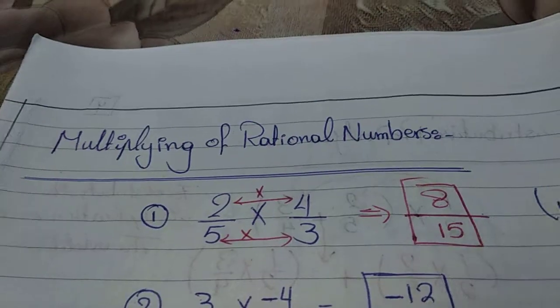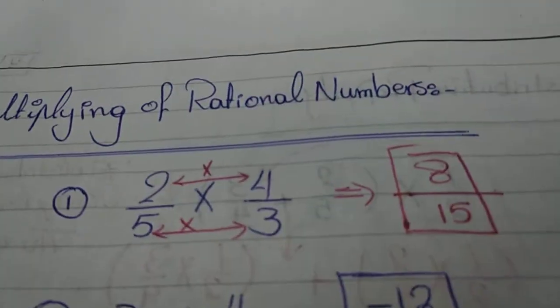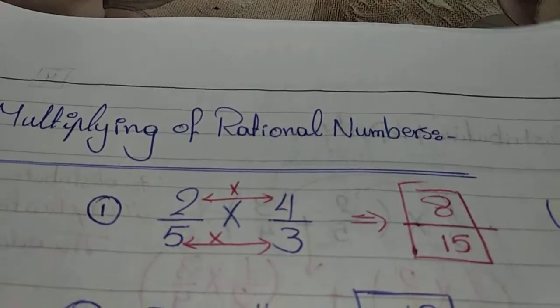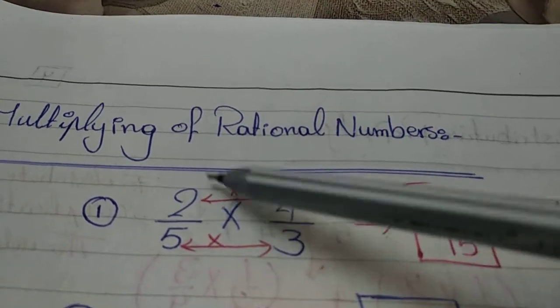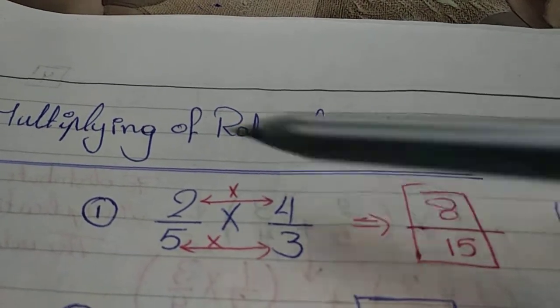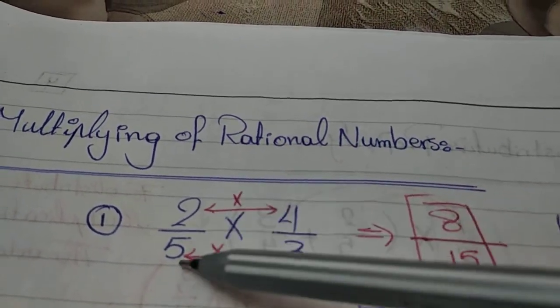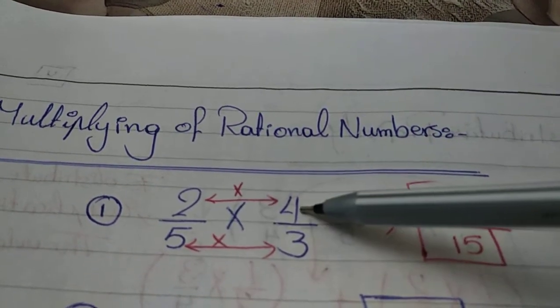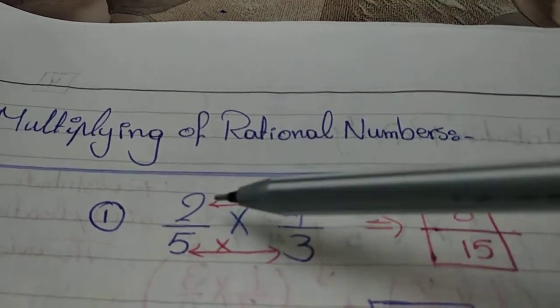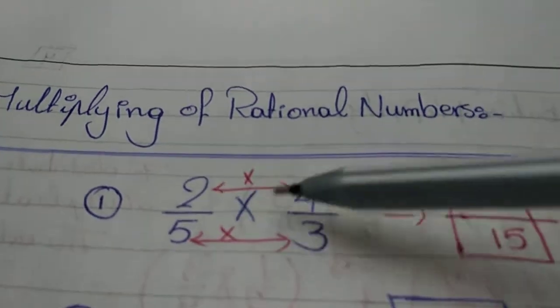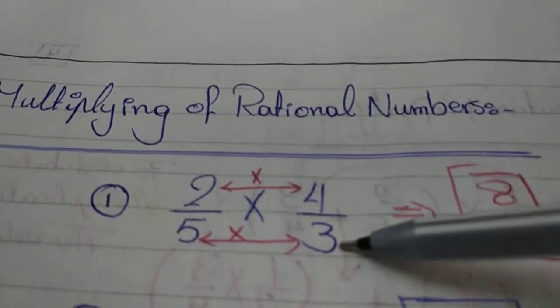Now, we will take the multiplying of a rational number. Look, how to multiply two rational numbers? If I want to multiply 2 over 5 times 4 over 3.